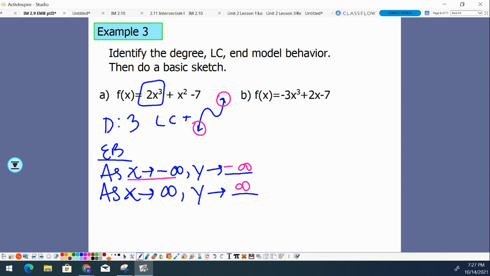So let's look at this one. Everything comes from the degree term. The degree again is 3, but this time my leading coefficient is negative. That just means the graph goes like this. It starts from the top left and goes down. So how does that change end behavior?